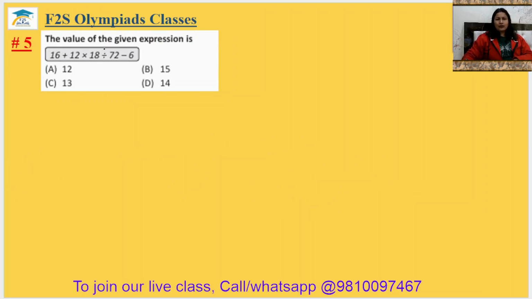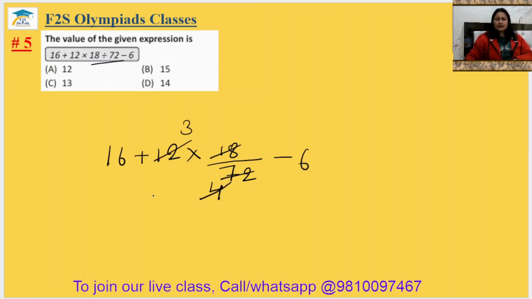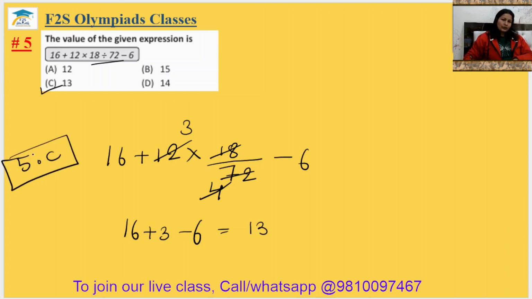Question number 5. The value of the given expression is. First we will divide. So 16 plus 12 multiplied by 18 upon 72. I am writing division as a fraction, minus 6. 18 fours are 72 and 4 threes are 12. So 16 plus 3 minus 6. 19, 19 minus 6 is 13. It is in option C. The fifth answer will be option C.